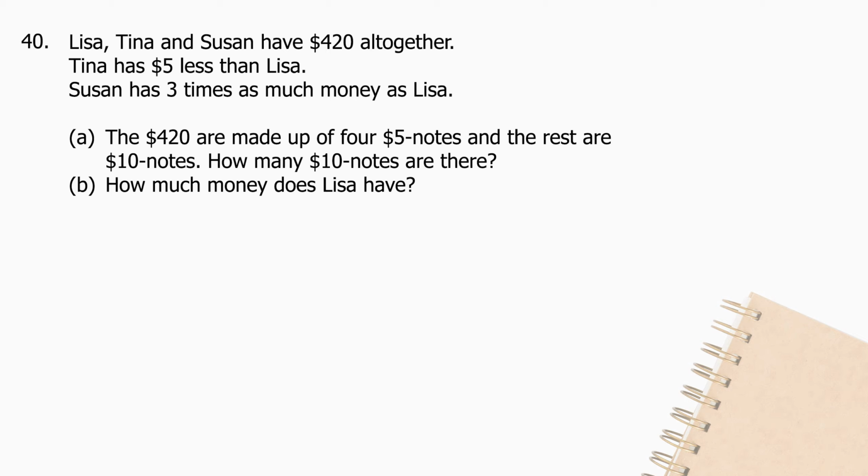Question 40. Lisa, Tina, and Susan have $420 altogether. Tina has $5 less than Lisa. Susan has 3 times as much money as Lisa. A. The $420 are made up of 4 $5 notes, and the rest are $10 notes. How many $10 notes are there? B. How much money does Lisa have?